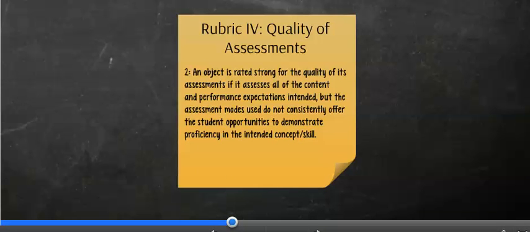The fourth rubric is the quality of assessments. This OCW course received yet another 2. And it said that an object is rated strong for the quality of its assessments if it assesses all the content and performance expectations intended, but the assessment modes do not consistently offer the student opportunities to demonstrate proficiency in intended concepts and skills. The reason why it received a 2 for this is because it didn't seem that a lot of the assessments were actually utilized for proficiency for the students to show that they actually have this. It was more of the remember and forget it concept.